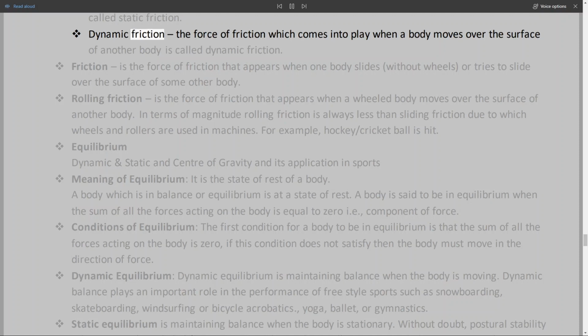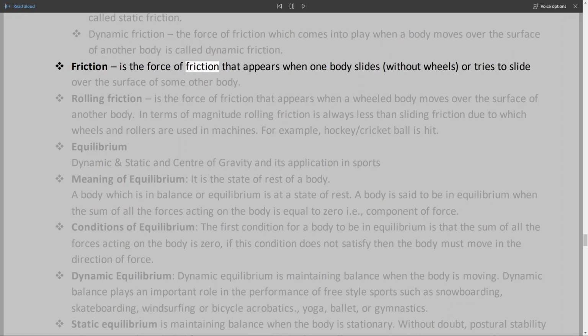Dynamic friction: the force of friction which comes into play when a body moves over the surface of another body is called dynamic friction. Sliding friction is the force of friction that appears when one body slides, without wheels, or tries to slide over the surface of some other body.